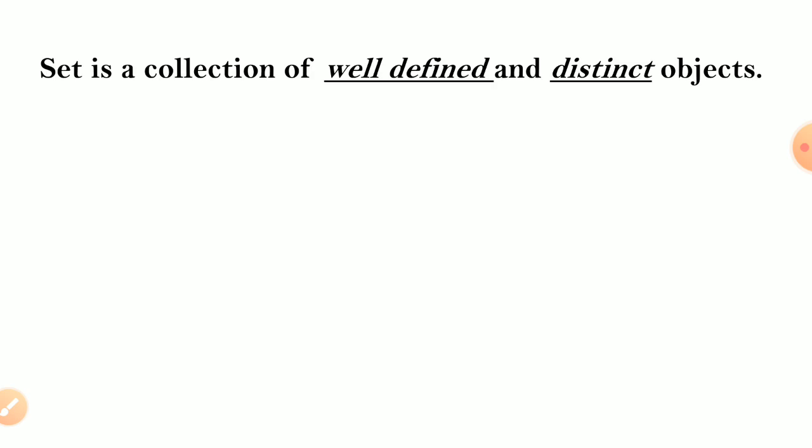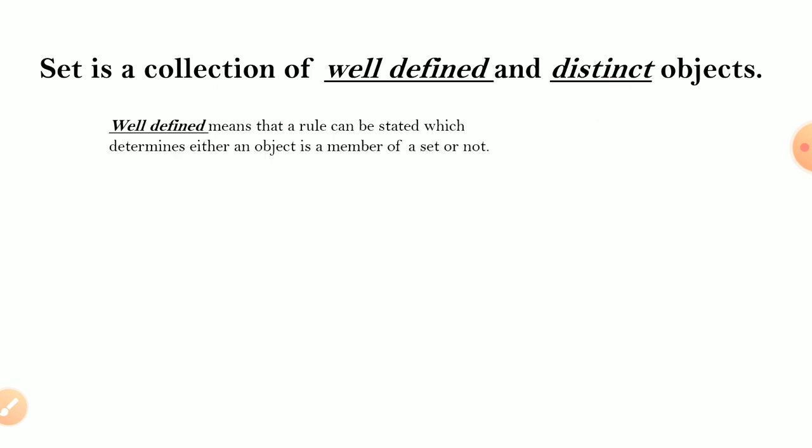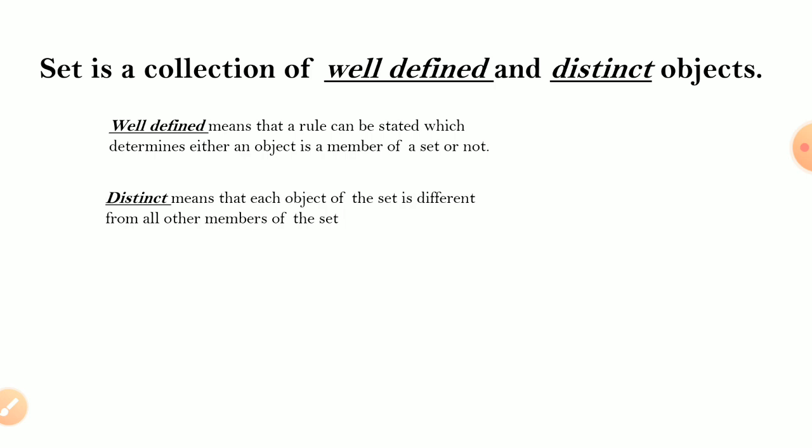what is a set? A set is a collection of well-defined and distinct objects. Well-defined means that a rule can be stated which determines whether an object is a member of a set or not. And distinct means that each object of the set is different from all other members of the set. It means a set cannot have two same elements. Let us take an example.